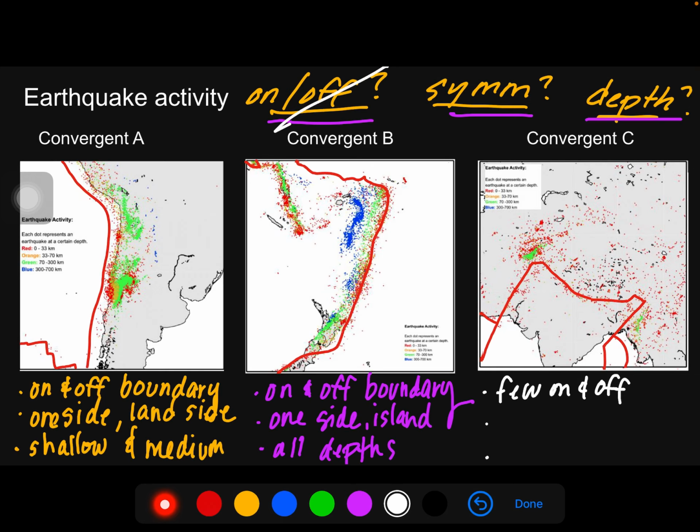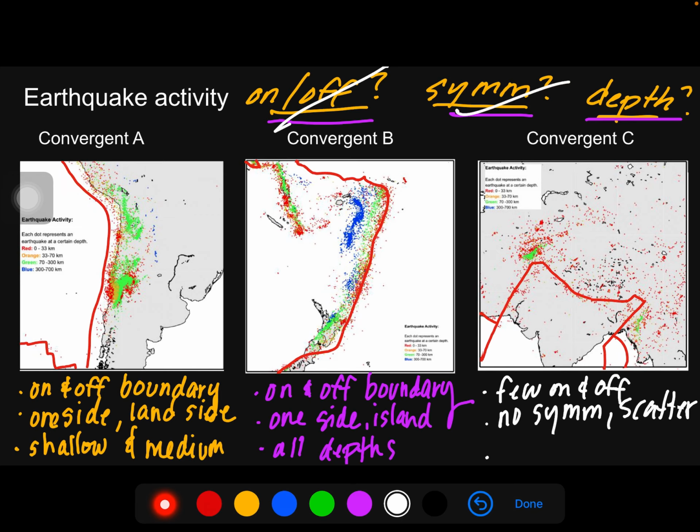What do we know about symmetry? If we look carefully, do we see the exact same earthquake on the other side of the boundary as we do on the right? No, it is not a perfect circle or perfect symmetry. So we're just going to say no symmetry. They're pretty scattered around.